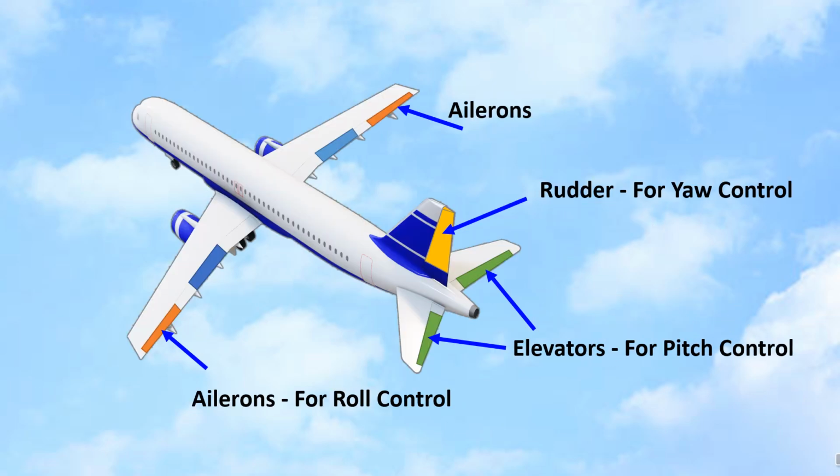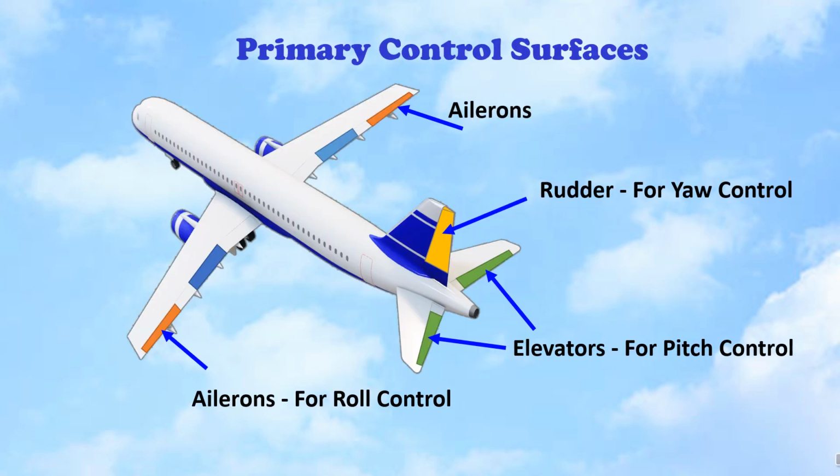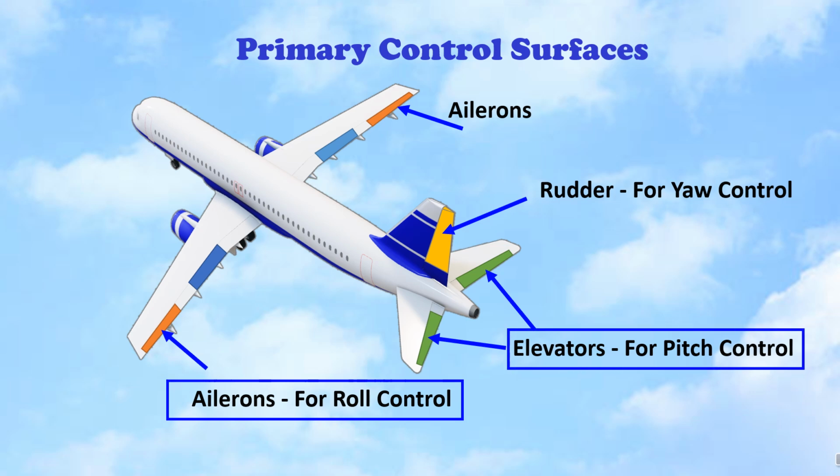Let us first briefly understand the 3 primary control surfaces of an aircraft. These are ailerons for roll control, elevators for pitch control and rudder for yaw control. These control surfaces are deflected by pilot to generate different motions of the aircraft about 3 axes.